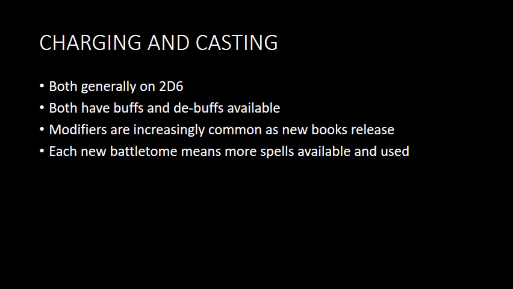We're going to talk about rolling on 2d6, which is most commonly charging and casting. Both of those things generally happen on two six-sided dice. There's a lot of buffs and debuffs available, and they're getting more and more common with new book releases and with the addition of new spell lores in new books that come out. It's increasingly common that you see lots of spells flying around the table.